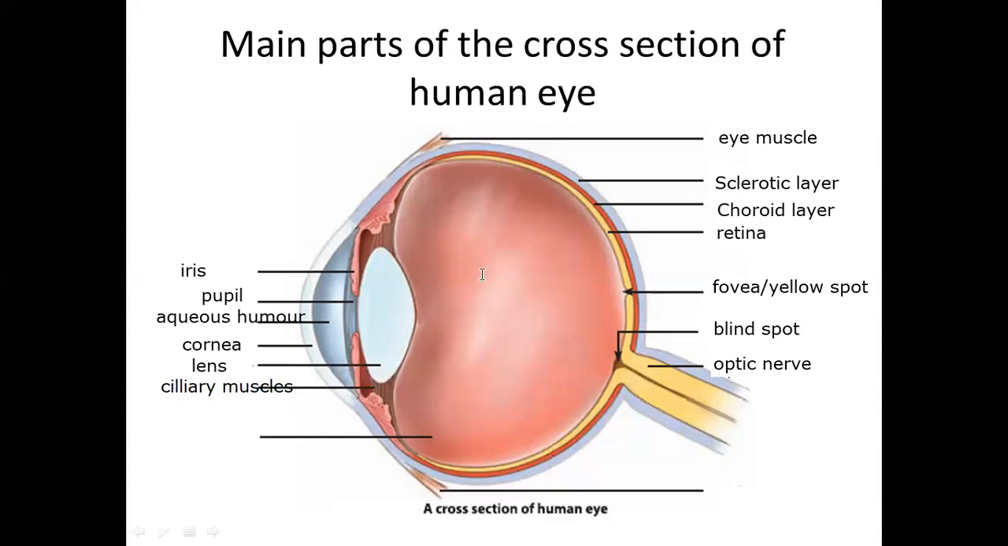Now consider the rear cavity of your eye. This cavity is filled with a jelly-like substance. This gives the spherical shape of your eye. This is known as the vitreous humor. Now I think you have learned all the parts of your eye, so we'll move on to the next part.